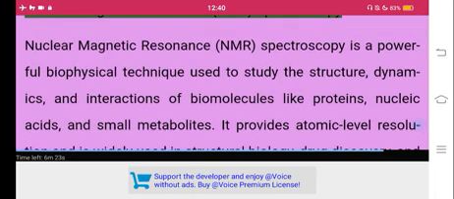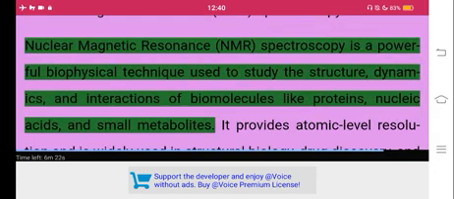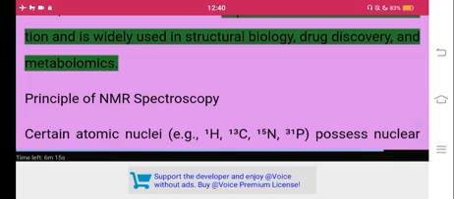Nuclear magnetic resonance, NMR, spectroscopy. Nuclear magnetic resonance, NMR, spectroscopy is a powerful biophysical technique used to study the structure, dynamics, and interactions of biomolecules like proteins, nucleic acids, and small metabolites. It provides atomic level resolution and is widely used in structural biology, drug discovery, and metabolomics.